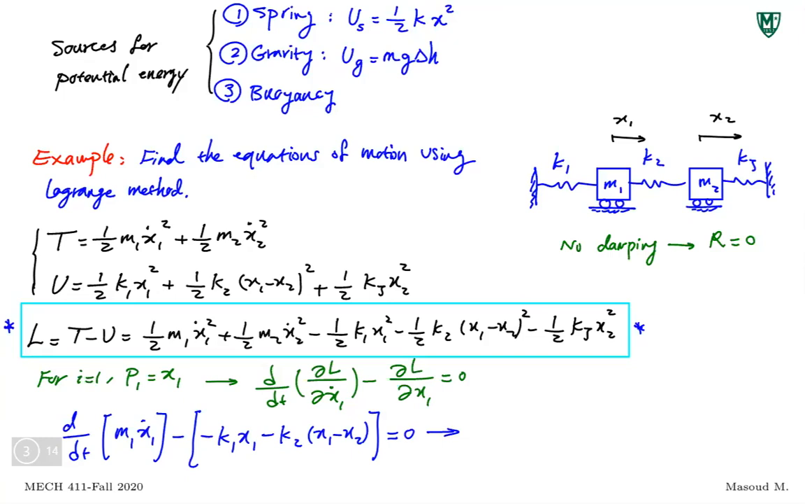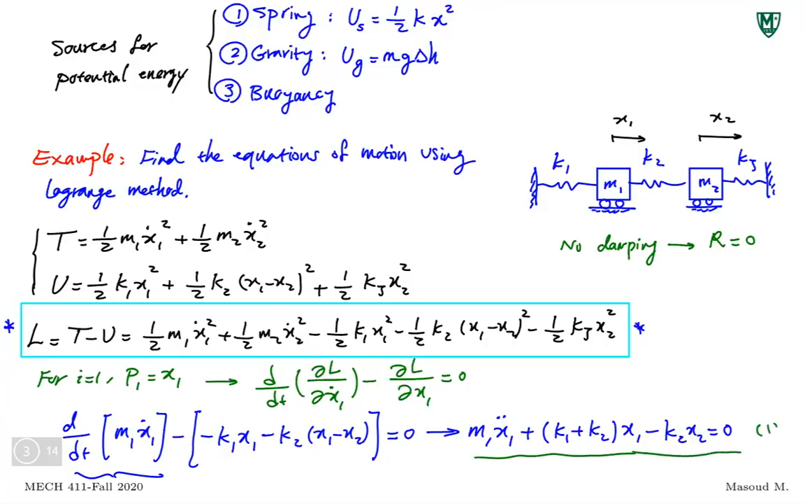Now take the derivative with respect to time from the first term, the d dt term right there. This just becomes m1, which is constant, times x1 double dot. Do the multiplication for negative values there, and it becomes positive. I'm going to move things around a little bit. This one becomes k1 plus k2 times x1, and then minus k2 x2 is equal to 0. This is our first equation. This is equation 1, the equation of motion for the first degree of freedom.